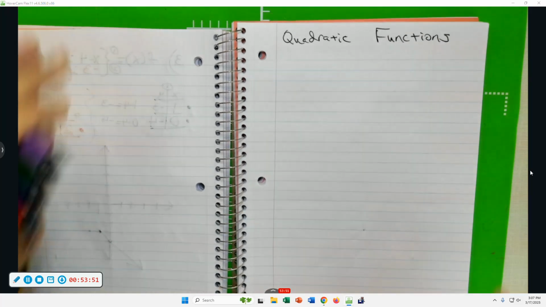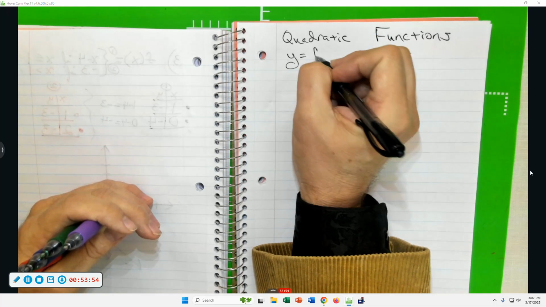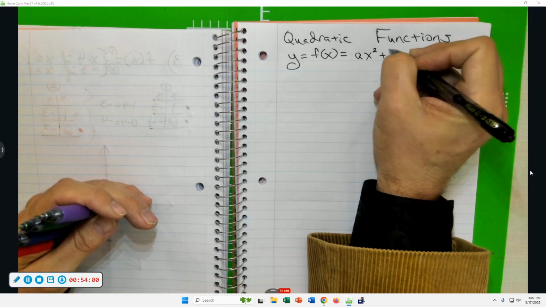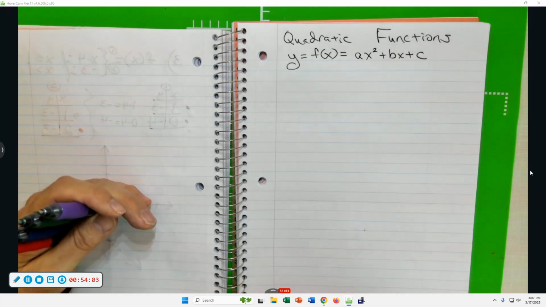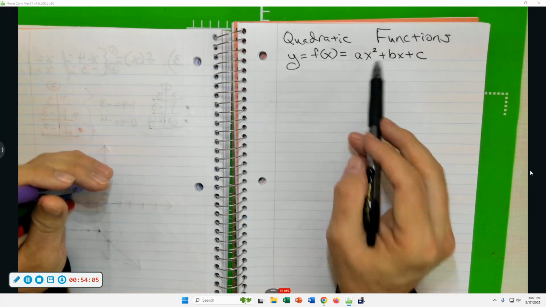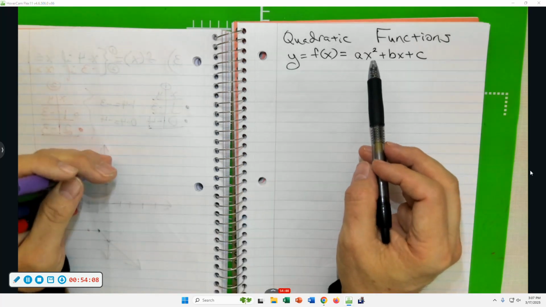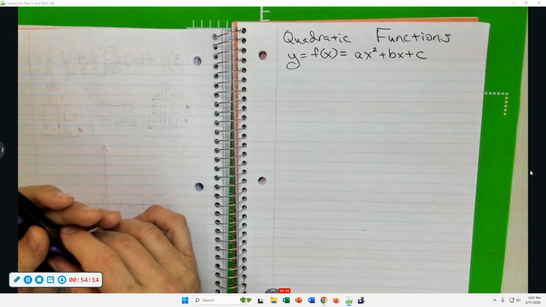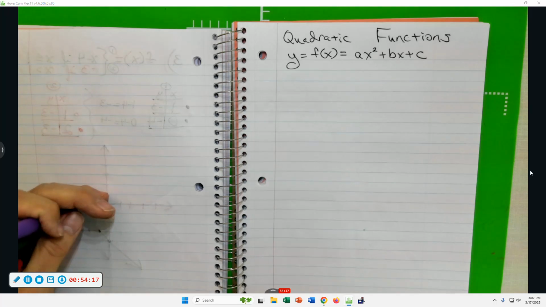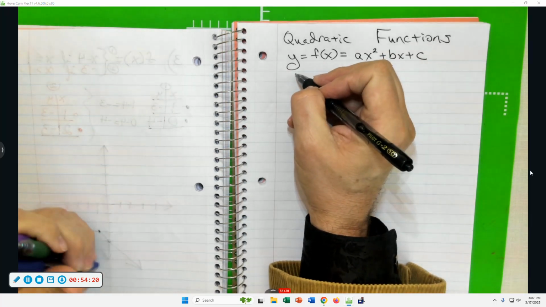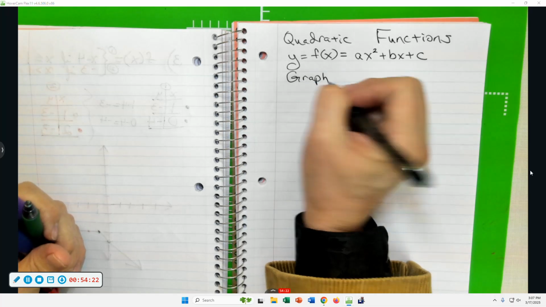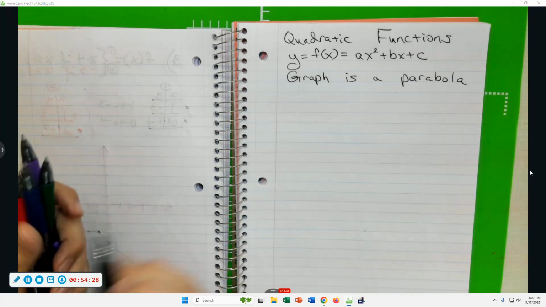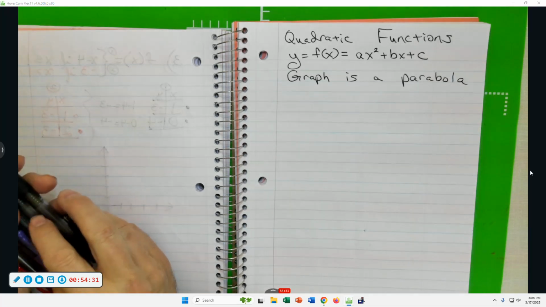A quadratic function will be in the form y equals, or f of x equals, a quadratic expression. Remember we said quadratic had to have an x squared term. You couldn't have an x cubed, you can't have a square root of x. It's just ax squared plus bx plus c, just like a quadratic equation was ax squared plus bx plus c equals 0. We said the graph would be a smooth U shape called a parabola.